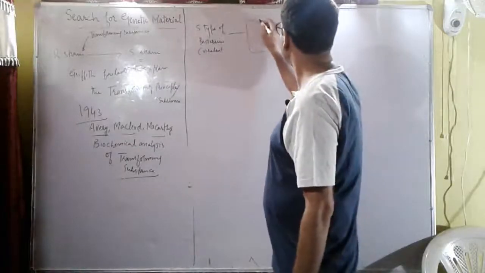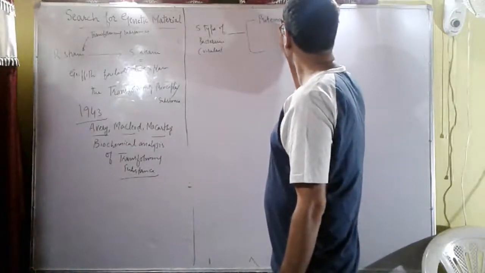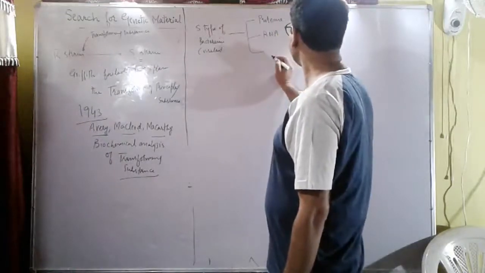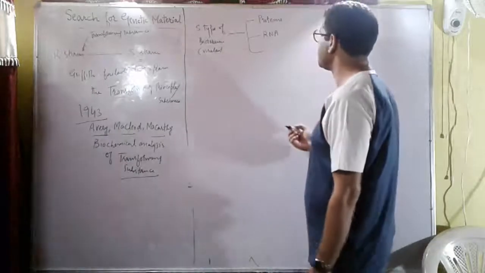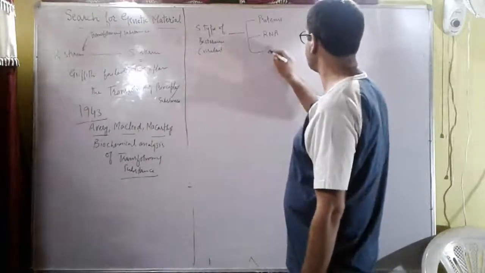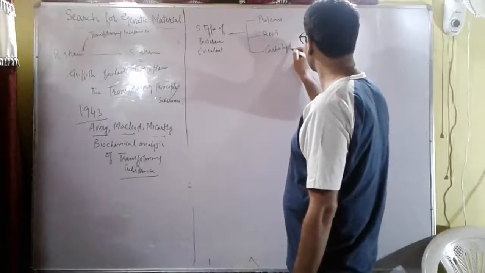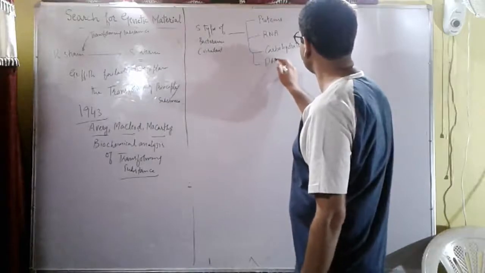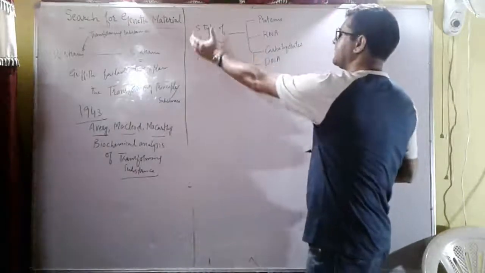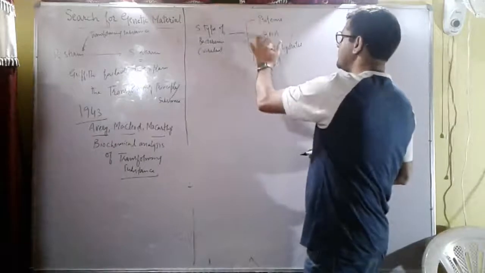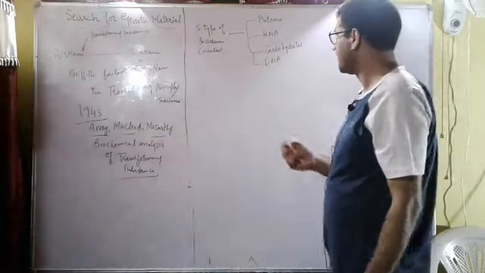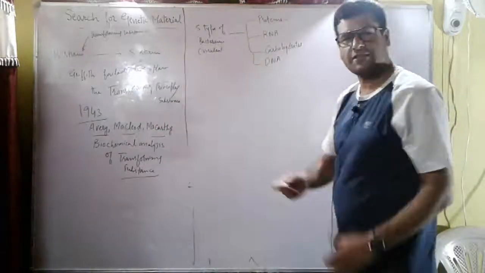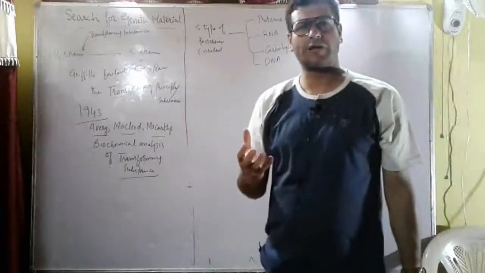One is proteins, another is RNA, then carbohydrates, and DNA. That means they fractionated this S type of bacterium into four components: proteins, RNA, carbohydrates, and DNA. And then these were separately added to the living R type bacterium.